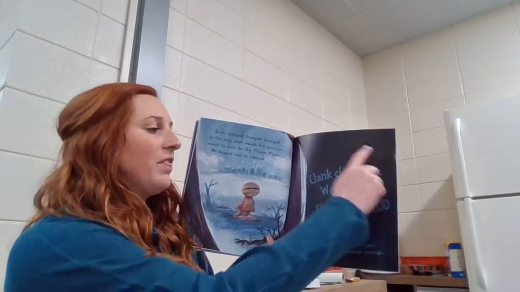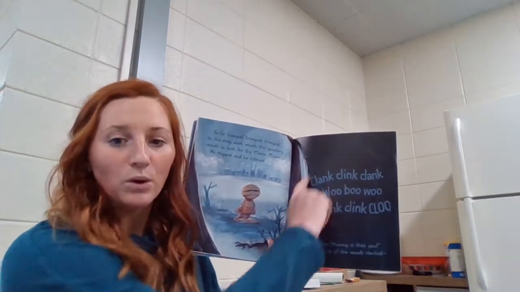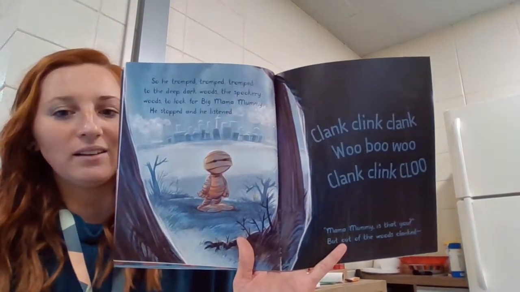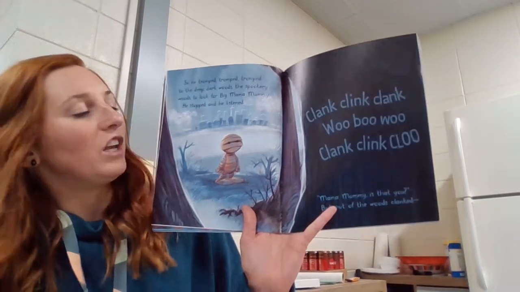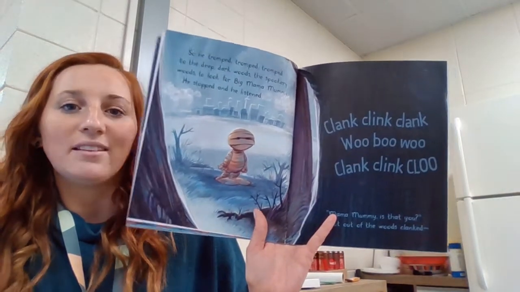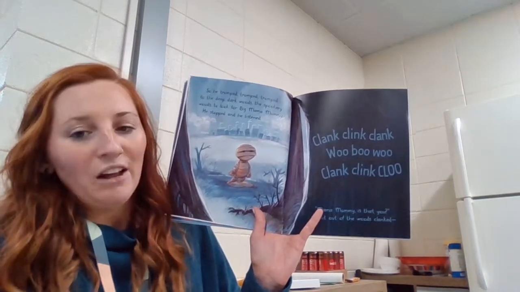Does anybody know what the name of these words are? It's a type of figurative language that we're going to be looking at because we're going to be studying figurative language for the next couple of weeks. These are called onomatopoeia. And they're words that make the same sound. So the word clank is the actual sound that you hear.